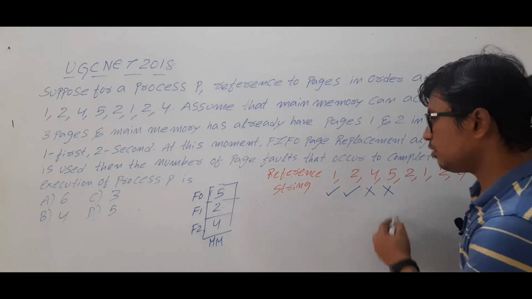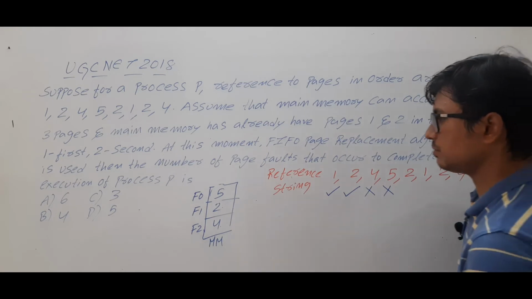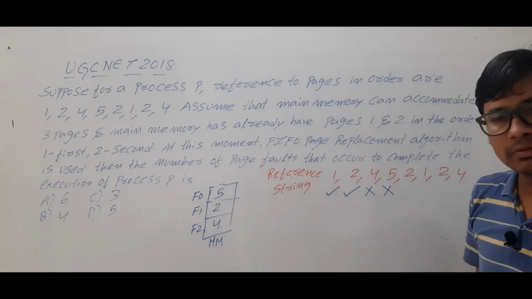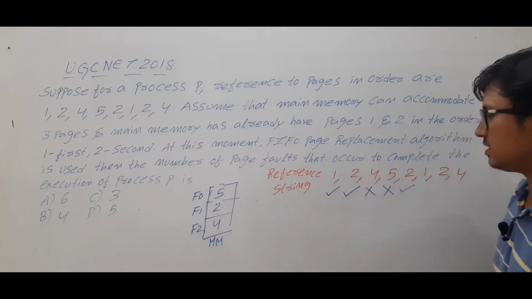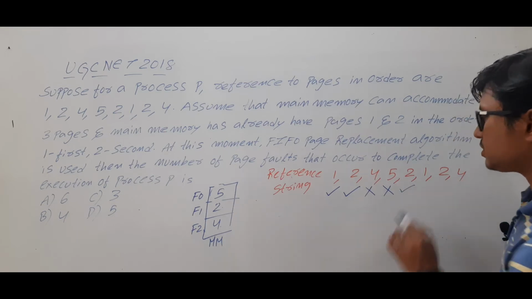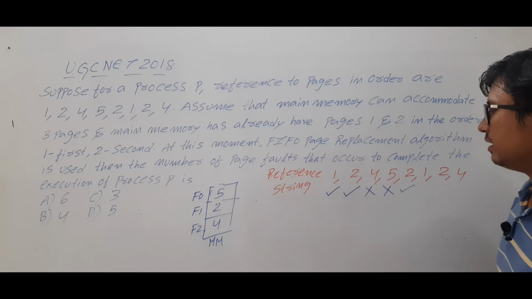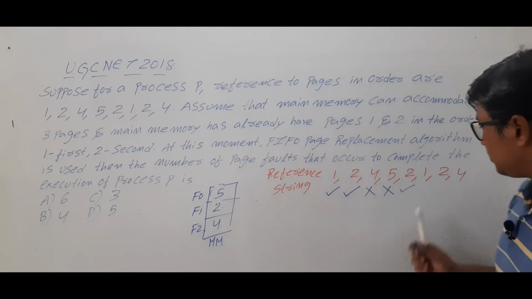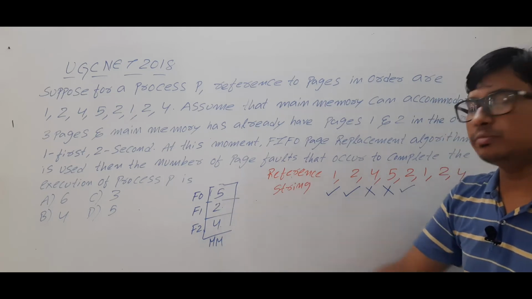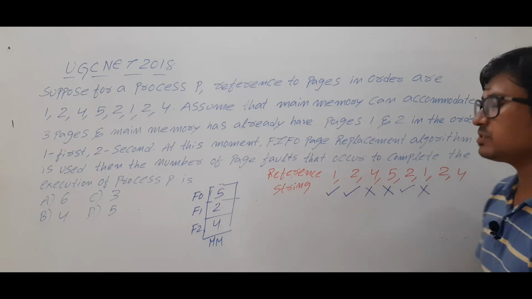Is it clear? Now the CPU is trying to access page number 2. Is page number 2 available in the main memory? Yes, so it is a page hit. Okay. Now the CPU is trying to access page number 1. Whether page number 1 is available in the main memory? It is not available in the main memory. So it is a page fault.